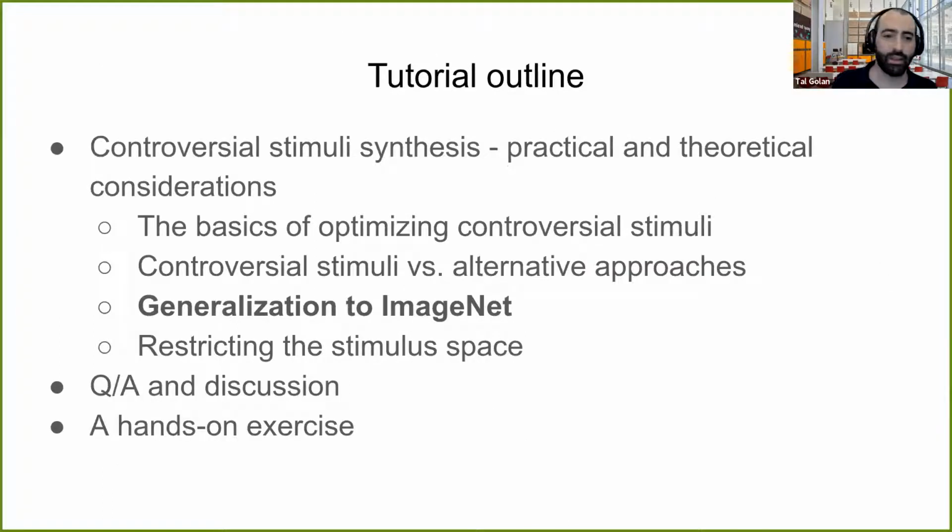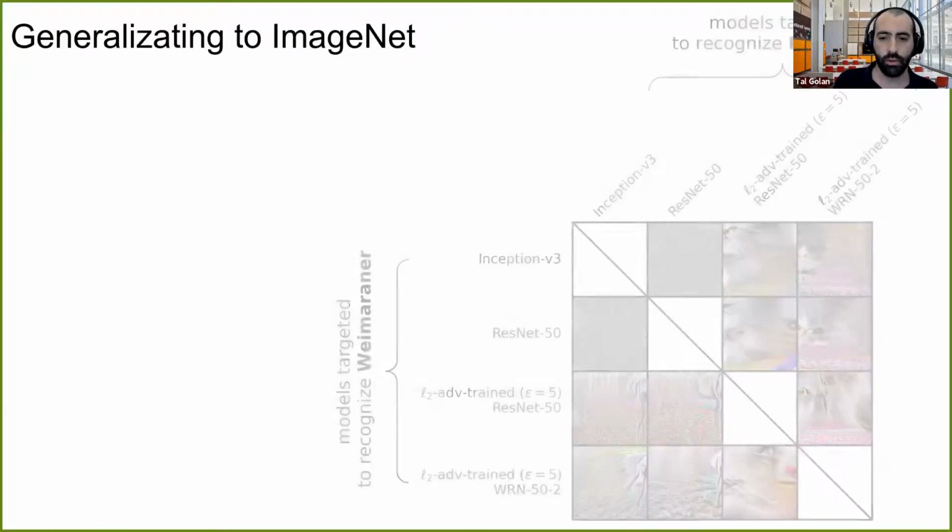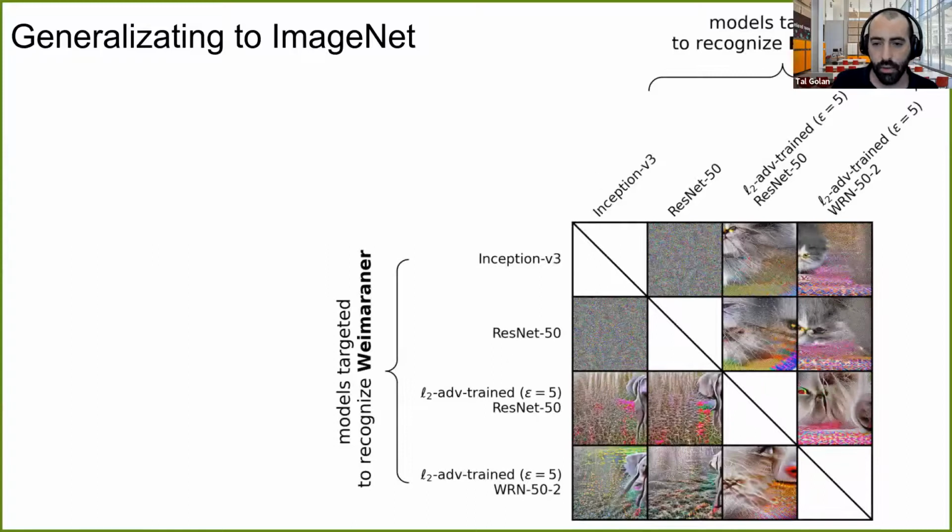Okay, the next point will be about our results from generalizing to ImageNet. So you've already seen this matrix, but I'd like to make a couple more points. Here we created stimuli that caused one model to detect a Persian cat and another model to detect a Weimaraner dog. For example, this image is classified as a Persian cat by ResNet-50 and as a Weimaraner dog by Inception.